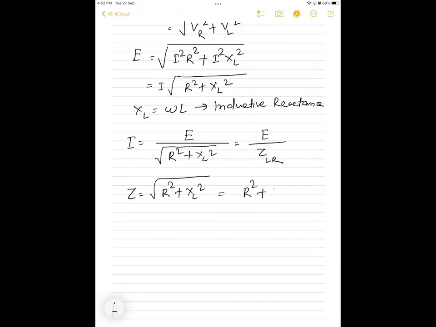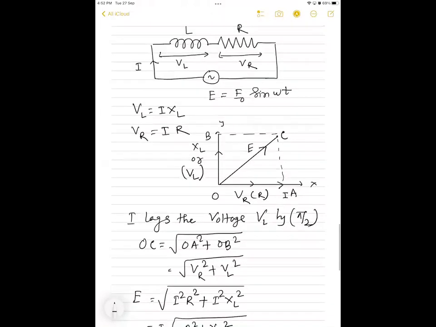R square plus XL is omega L, so you can keep in bracket omega L whole square. The value of omega will be given in the question, and the value of inductance will also be given in the question. By multiplying, finding the square, then adding with R square, taking the root under, you can get the impedance. Correct?